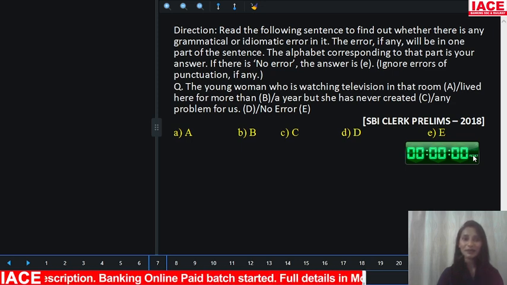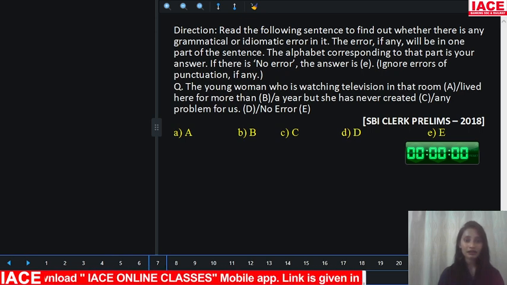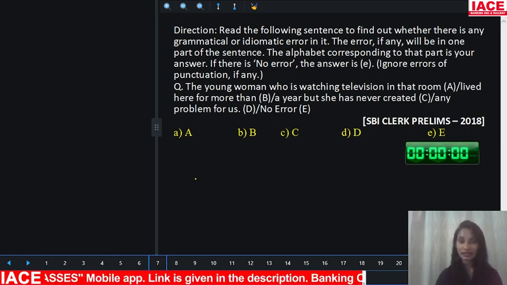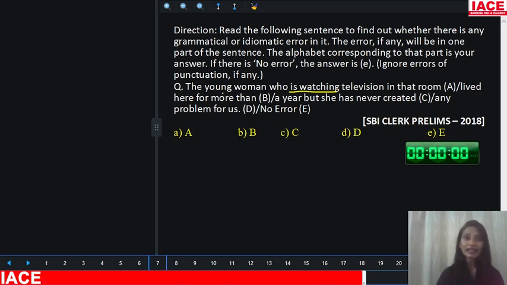Well, your time is up. Here also you are asked to find out which part has an error. Look at the sentence: the young woman who is watching television. There are different clauses, so based on the clauses, let us highlight the verbs here. The young woman who is watching television in that room lived here for more than a year.